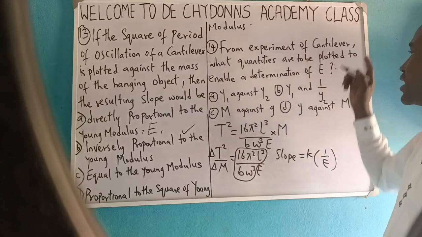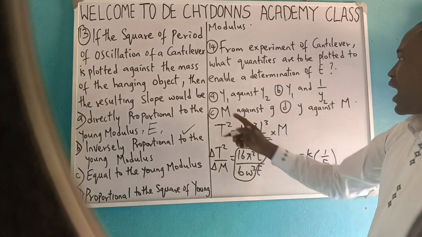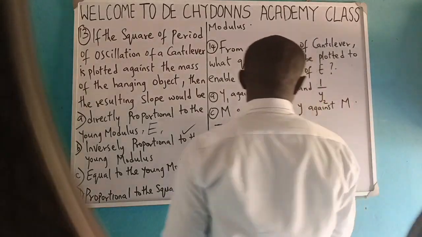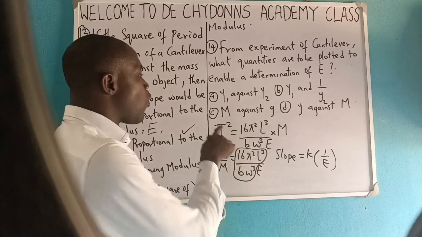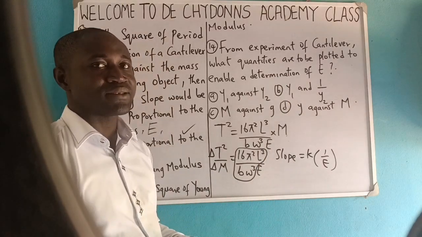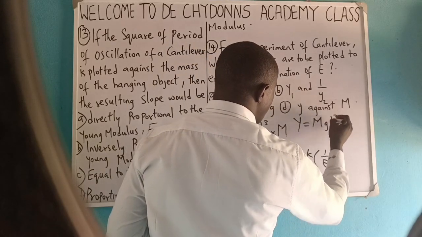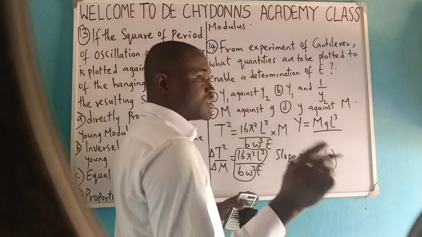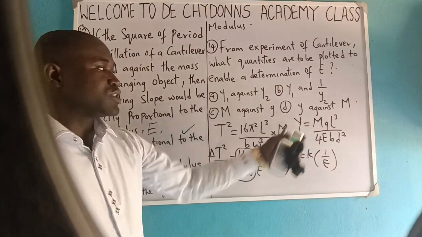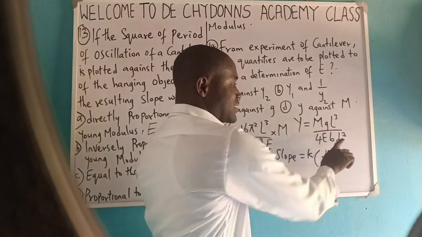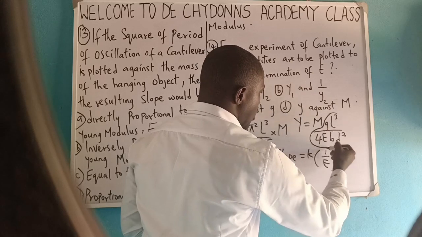From experiment on cantilever, what quantities are to be plotted to enable a determination of Young modulus? And we are given options. Now, if you want to solve this, what you have to do is ask yourself, what is the relationship between the y and the m, which is the mass? You tell them that y is equal to mg L cubed all over 4 E B D cubed. You see, this is the breadth, and this is the thickness. Are you getting it? So the whole of this will now be called a constant.